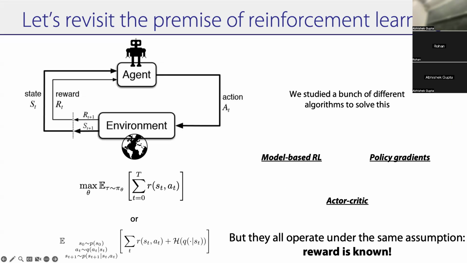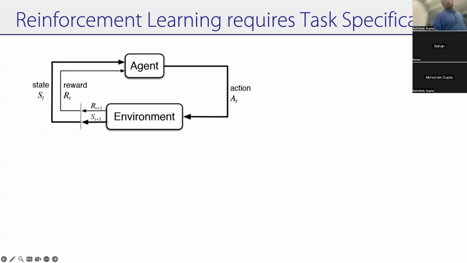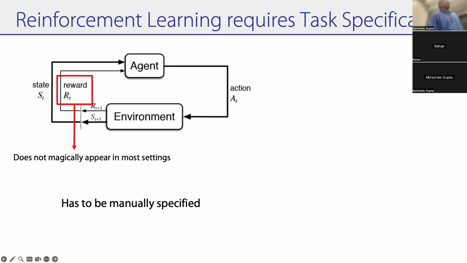Inverse RL is fundamentally important because it tries to find a reward function that you can then use for forward RL. The problem with forward RL is that it's undefined without a reward function, and reward functions are hard to specify. We'll talk about why in more detail, but the premise of inverse RL is finding a reward function that you can then use for learning a policy. Okay, so reinforcement learning requires task specification. What we mean by that is that the reward does not magically appear in most settings, right?